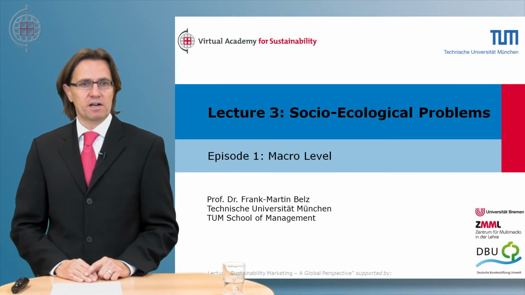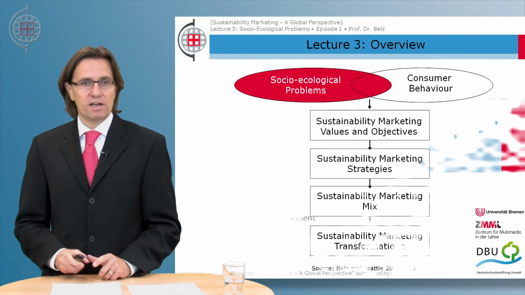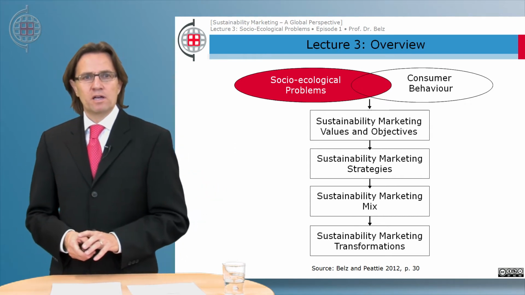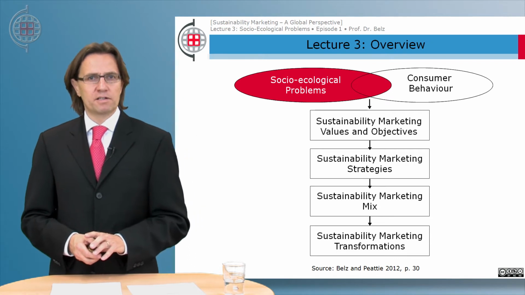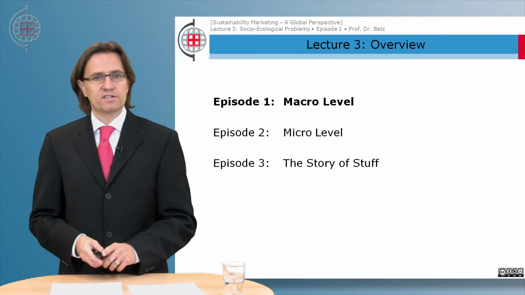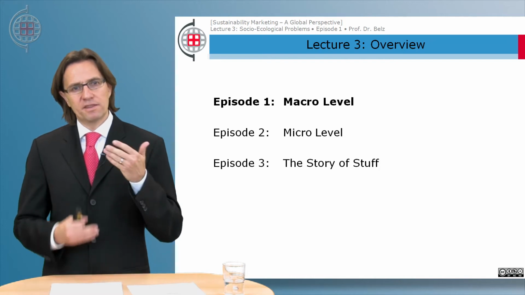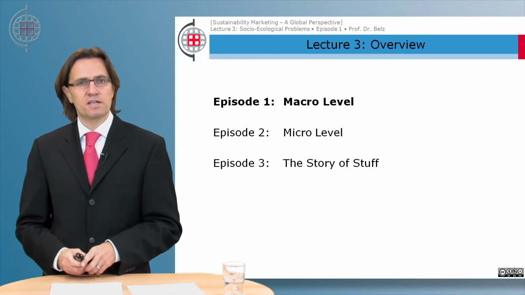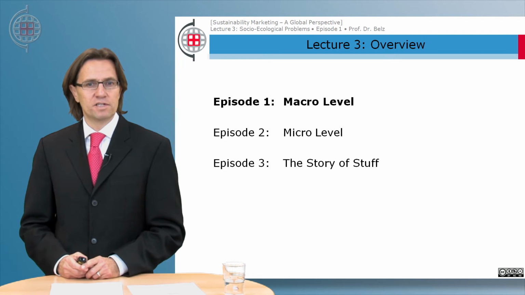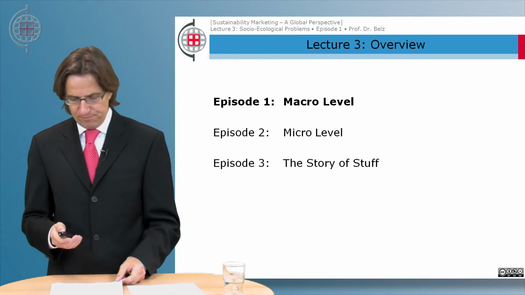Welcome to Sustainability Marketing Lecture 3, the social and ecological problems. As my colleague and friend Ken Petey described in the previous lecture, social and ecological problems are the starting point of sustainability marketing. In this lecture, we will discuss social and ecological problems on a macro level and then on the micro level. And finally, we will introduce The Story of Stuff, a very nice and entertaining DVD about the life cycle of products from cradle to grave.